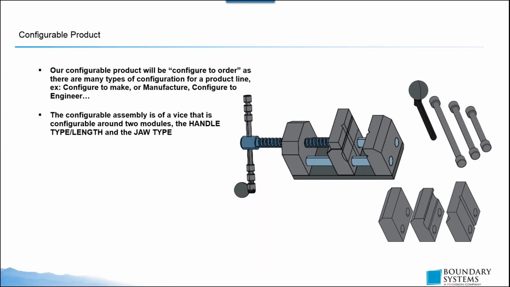The vice assembly has two modules that can potentially have variances or be configured. This would be the handle style and the jaw type. So the handle style and lengths combined together, and then the jaw type.